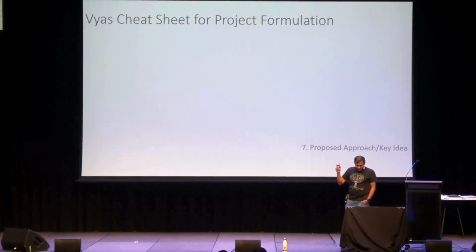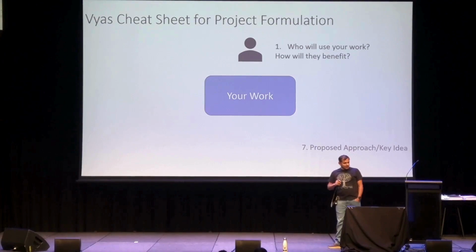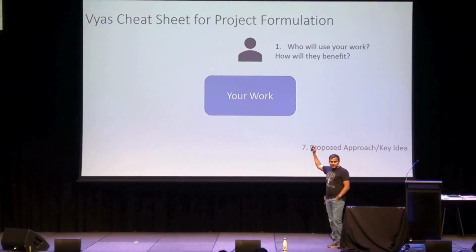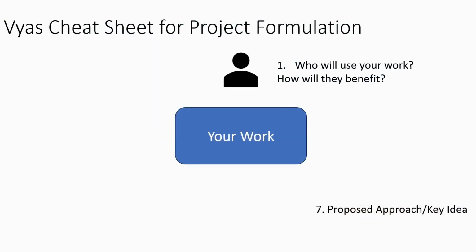Okay, so here's you are trying to do your work. The first question you should ask yourself, and this is the cheat sheet you will see, is think about who is going to use your work, how will they benefit? So I'm building a tool for optimizing machine learning training. I'm building a tool for debugging networks. I'm building a tool for blah. So who's going to benefit? Is it an operator? Is it a data center operator? Is it like a video streaming provider? Somebody's going to benefit somewhere, right? Somebody. Who's that user persona that is going to benefit from your work?